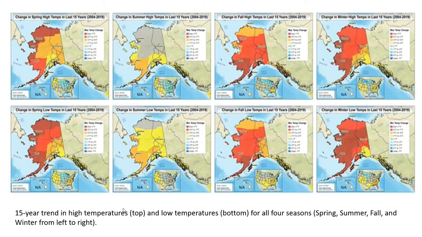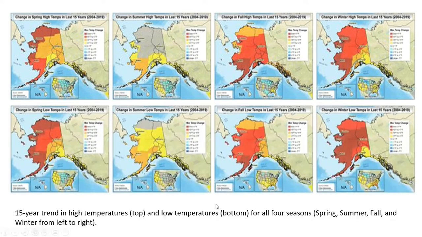Okay, this is a loaded graphic here, and I encourage you to pause the video playback if you want to really examine and scrutinize these slides here. 15-year trend in high temperatures at the top and low temperatures at the bottom for all 4 seasons, spring, summer, fall, and winter, from left to right. So the upper 4 are the high temperatures, and the bottom 4 are the low temperatures.